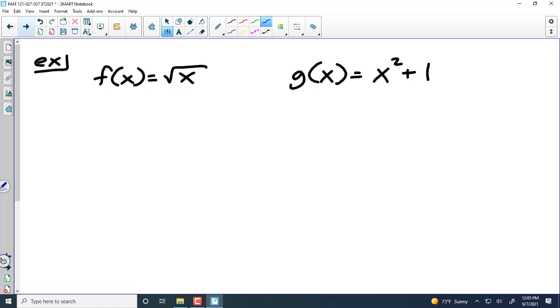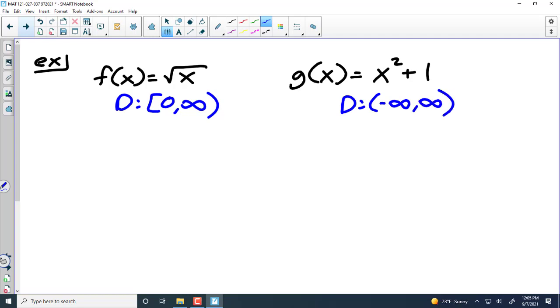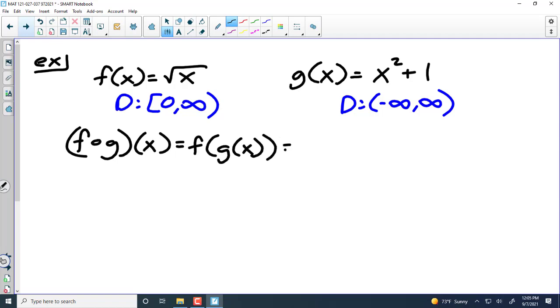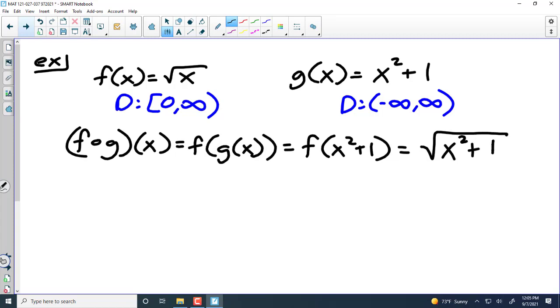This has a domain of 0 to infinity, this has a domain of negative infinity to infinity. Now watch this, because this is pretty wild. If someone asks me to do f composed with g, that means that I'm doing f of g of x, or f of x squared plus 1, or the square root of x squared plus 1.